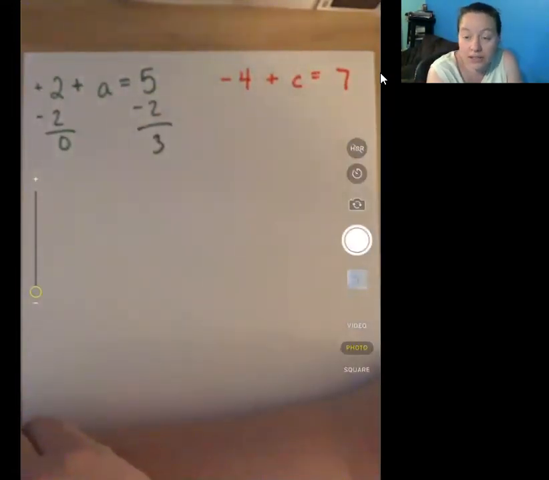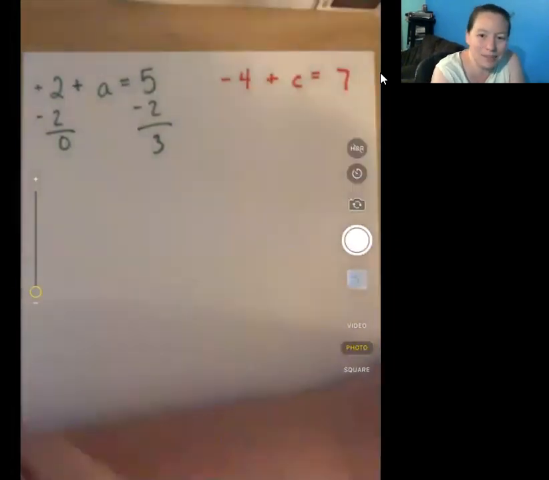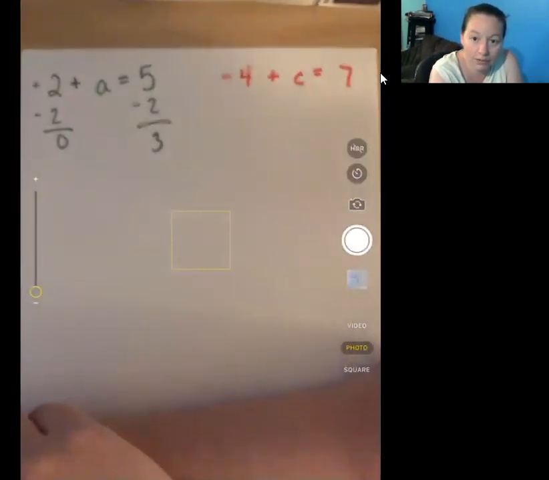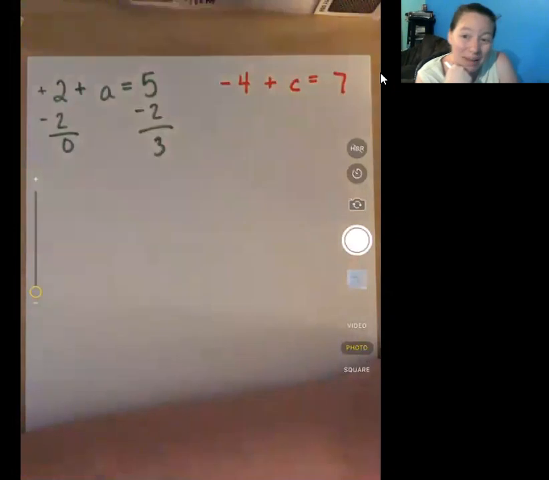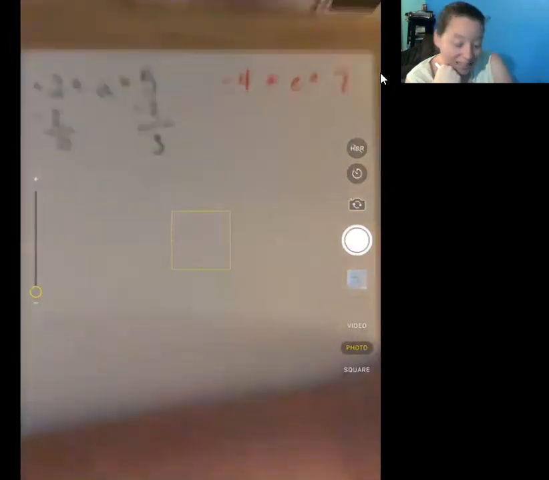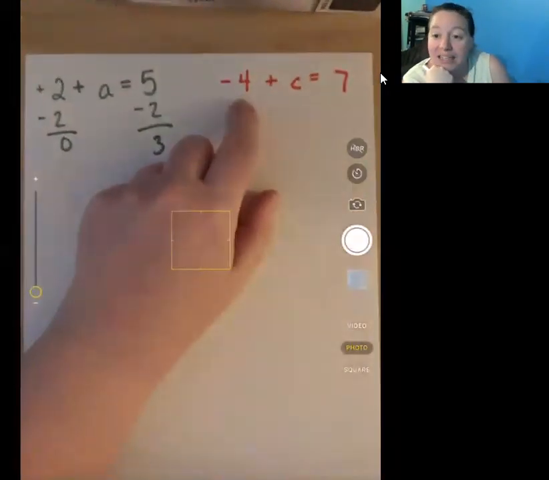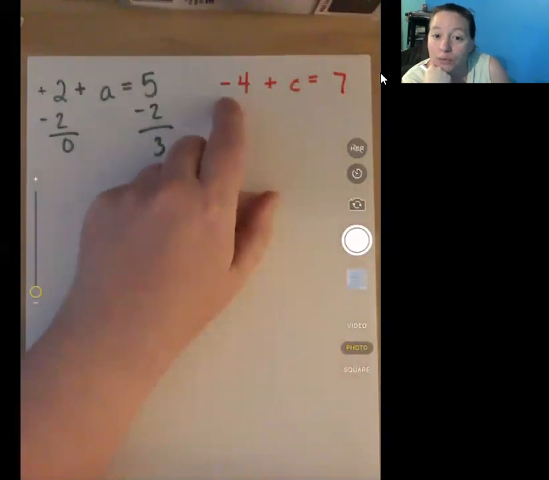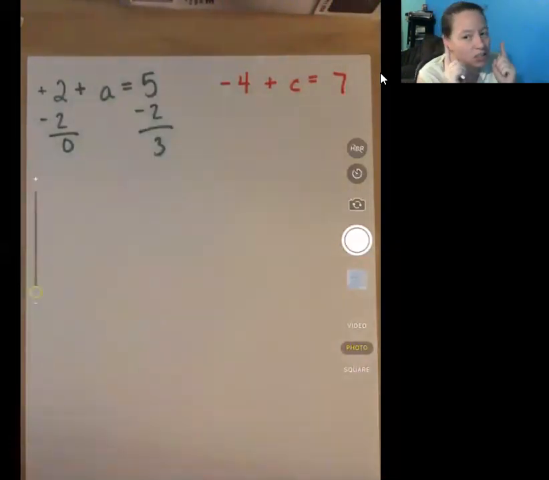Again, the letter is in the middle. The C is in the middle. My variable is in the middle. I still want to get it by itself. I still have a 4 that is bugging it. At this point, it's a negative 4. I still need to do the opposite sign.